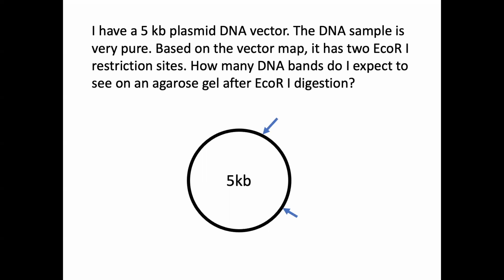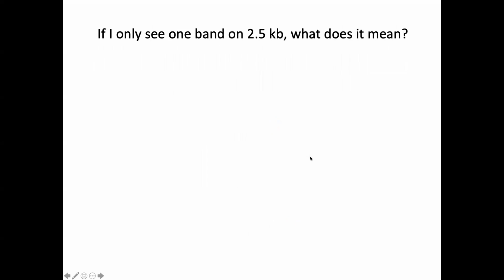So you can actually see probably 2 bands because, as we mentioned, this is a 5 kb plasmid DNA vector. You have here 2 EcoRI restriction sites. So if you cut this circle, you will expect to see 1 fragment and another fragment, right? Okay, so let's put it this way. If I only see 1 band at 2.5 kb, what does it mean?